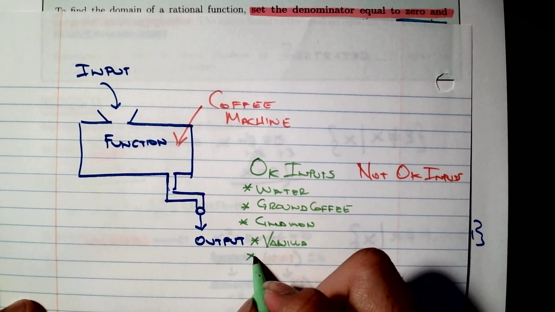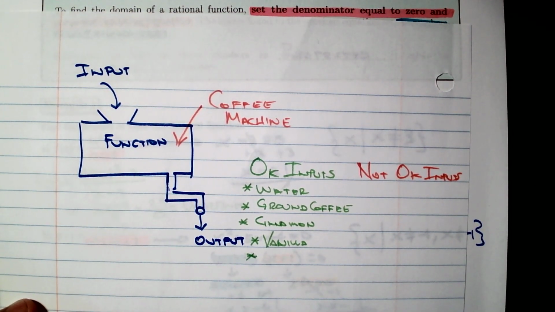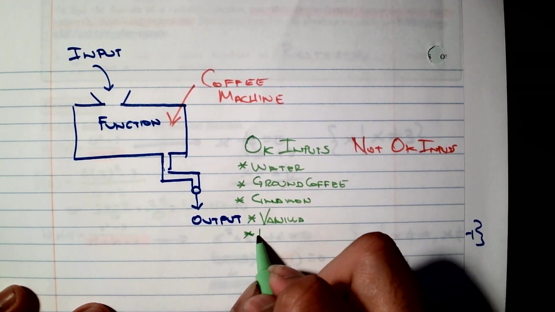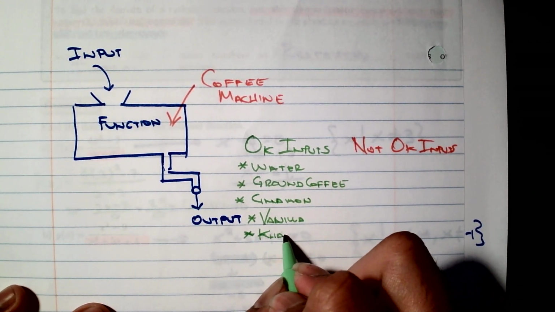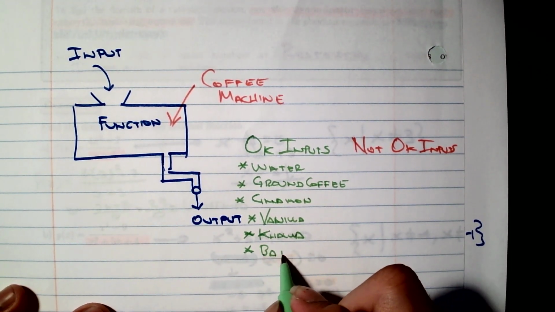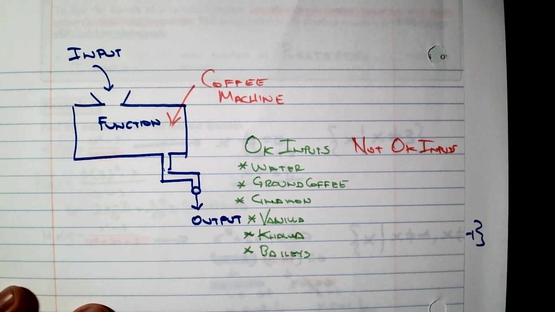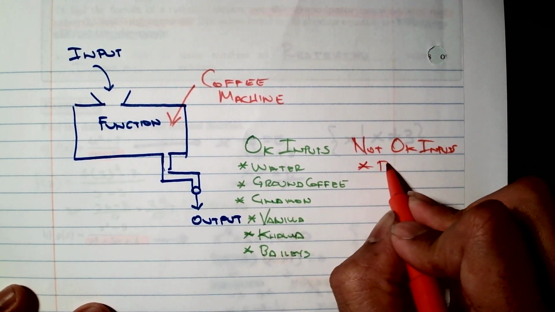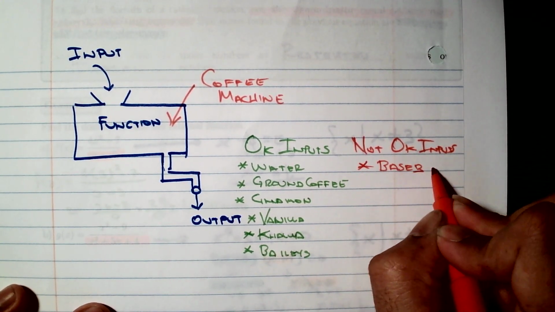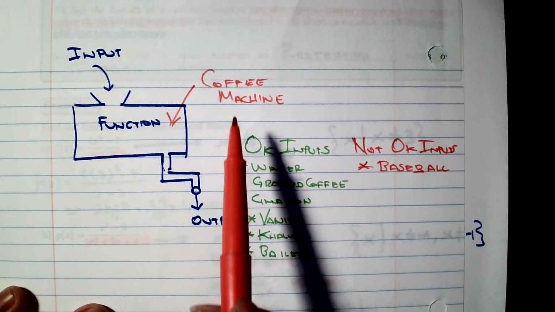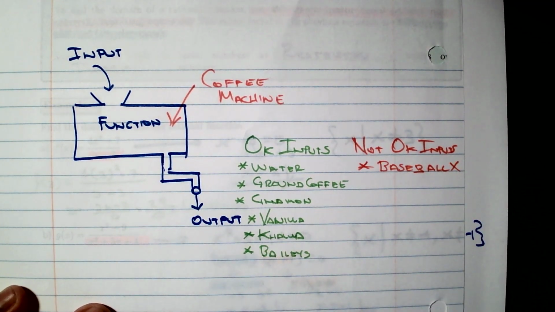You can add even more to your coffee. Let's say you want to add even some liquor to it, like Kahlua, Baileys, I don't know. But the minute I put something like a baseball, is a baseball a good input, an okay input for a coffee machine? In this case, it's not an okay input. What's going to happen in this case? It's going to blow up.